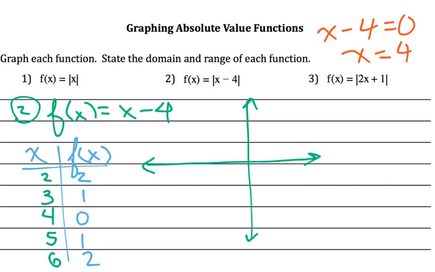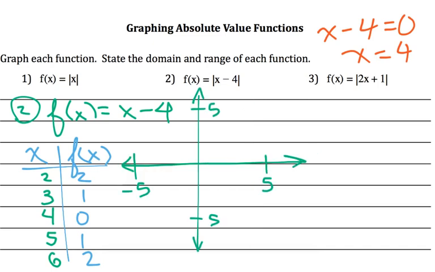Same deal as before, setting these up to be symmetrical as best you can. I've moved it over and set up boundaries of 5. Hopefully you're filling this in with similar accuracy to mine. And then when I go and I plot these points, I have 2, 2. Let me make that stand out in a different color. 2, 2. 3, 1. 4, 0. 5, 1. 6, 2. And then let's see if I can get this V shape.